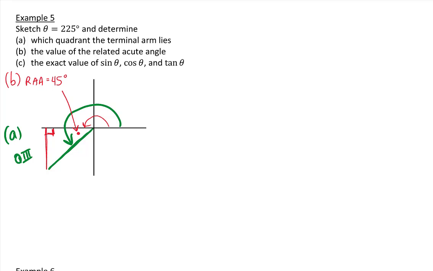Next up is part C. We can now determine the values of sine, cosine, and tangent using what are called equivalent expressions. So for part C, we want to find the sine of 225, the cosine of 225, and the tan of 225. Without a calculator, we need to write this as an equivalent expression.